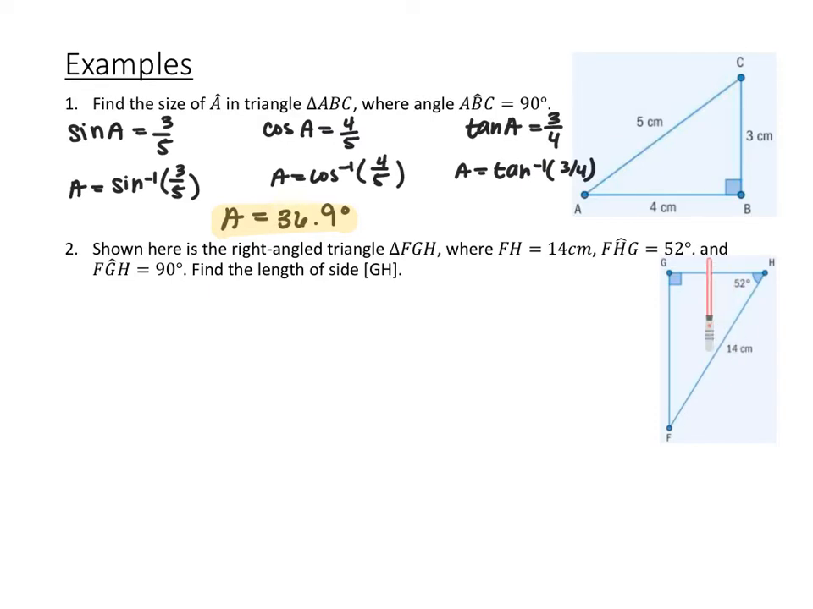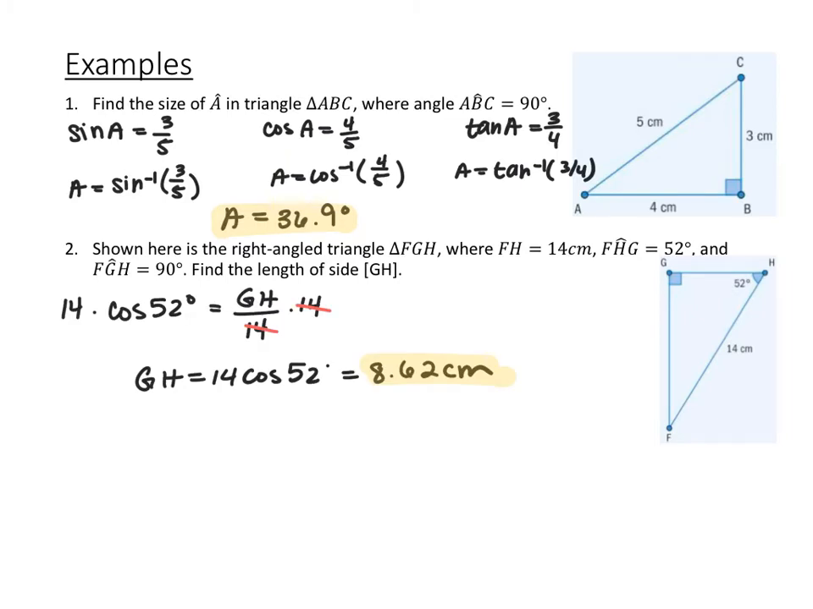This next one, we have this right triangle FGH, and side FH is 14 centimeters, and angle FHG is 52 degrees, and then our right angle is here in G, and we want to find the length of side GH. So go ahead and pause the video and do that.